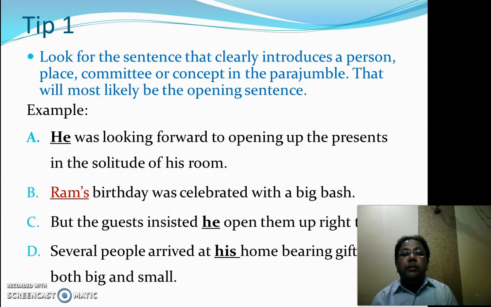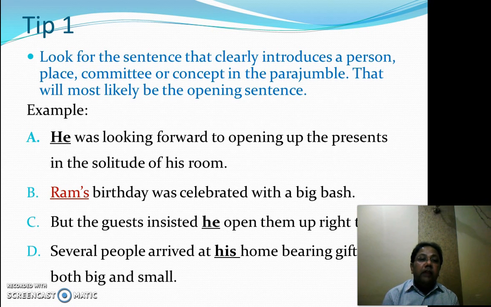That will most likely be the opening sentence. Quickly, let us understand this through an example. Now, if we see, there are 4 sentences. He was looking forward to opening up the presents in the solitude of his room. Ram's birthday was celebrated with a big bash, but the guests insisted he open them up right there. Several people arrived at his home bearing gifts, both big and small.